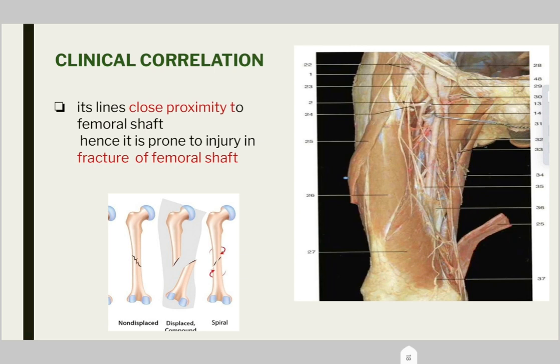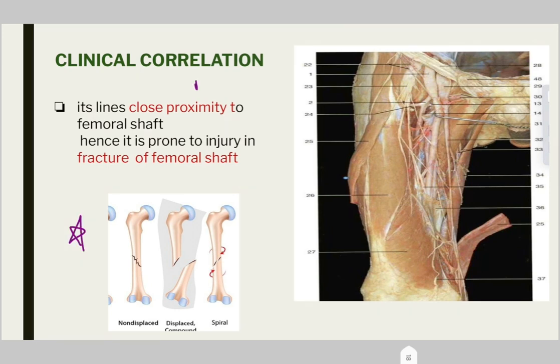And now the clinical correlation. The profunda femoral artery lies in close proximity to the shaft of the femur. So if there is any fracture to the shaft of the femur, this will lead to injury of the profunda femoral artery. This is important.